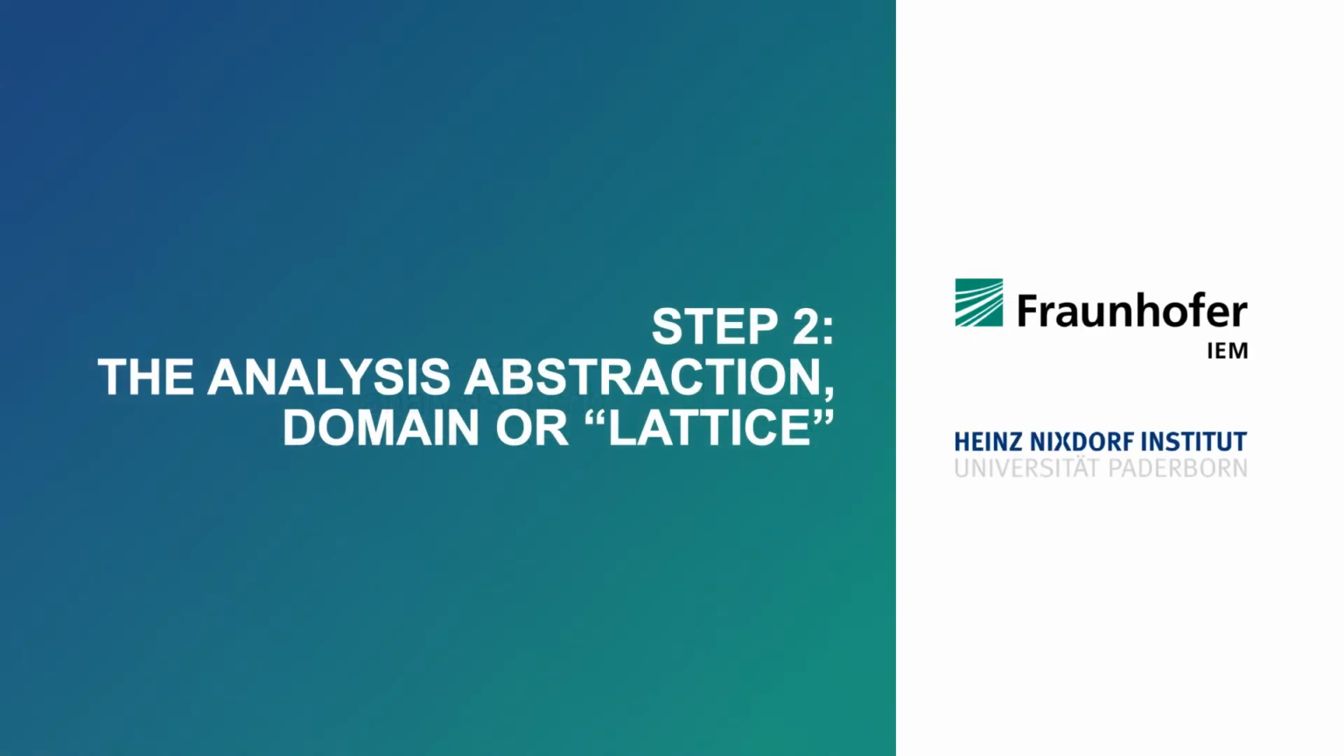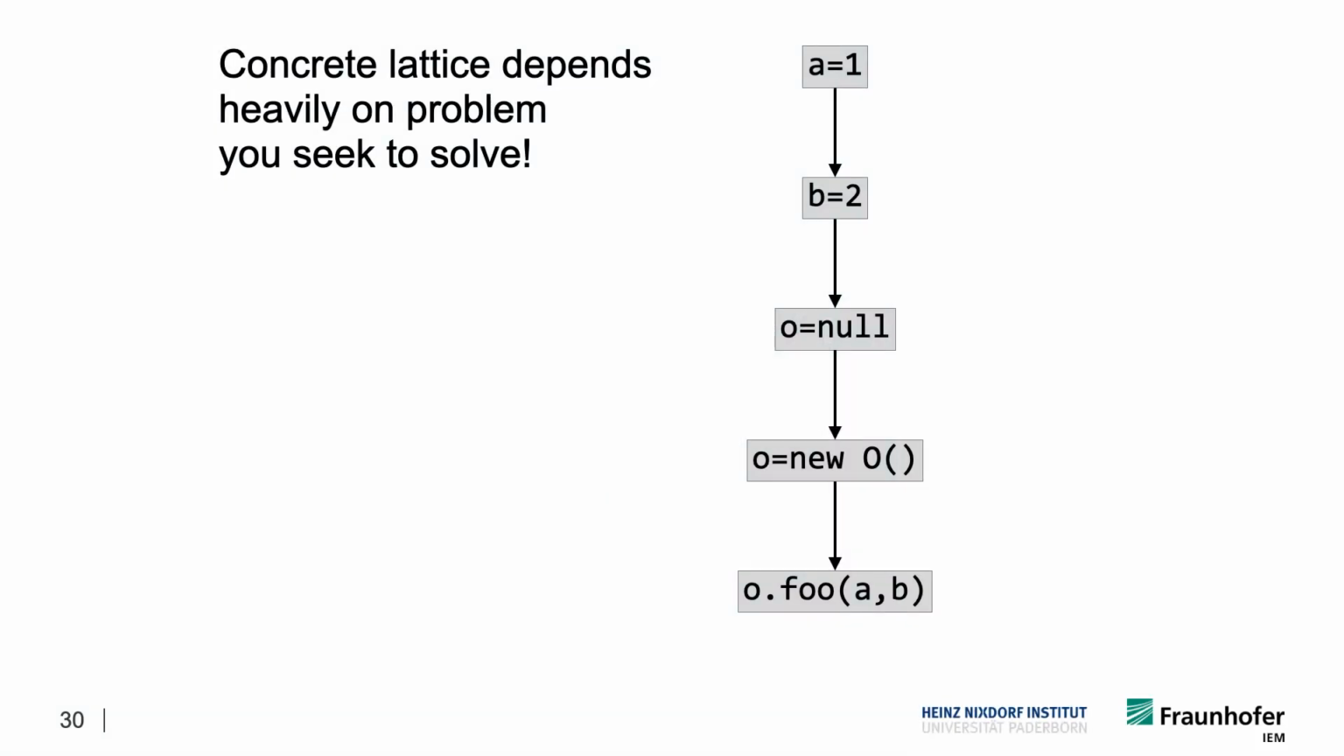Now, the next point I want to talk about is this static analysis abstraction, or often it's also called domain. And I also told you already that typically this is meant to form a so-called lattice. So let's talk a little bit more about these elements that we are propagating through the programs and what properties they need for us to get a sound approximation and for the analysis to terminate. Well, the concrete lattice, it really heavily depends on the problem you seek to solve.